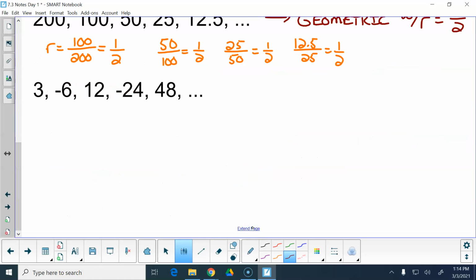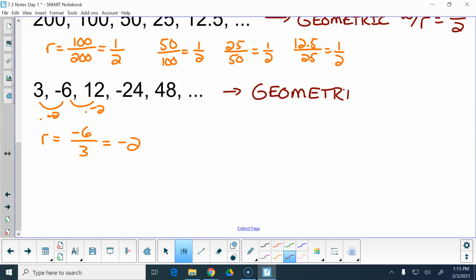I know right from the start that this third sequence is not arithmetic because it goes positive, negative, positive, negative. Okay. So I can find my R value by taking any term and dividing it by the term right before it, and that would give me -2. So here I would have to multiply by -2. Yes, that works. Here I would have to multiply by -2. Yes, -6 times -2 is +12. Times -2 is -24. Times -2 is +48. So this is geometric with an R value of -2.